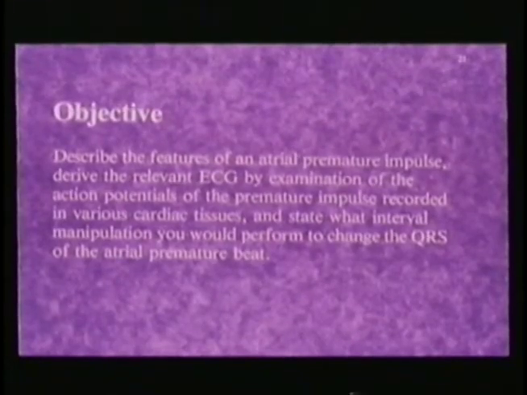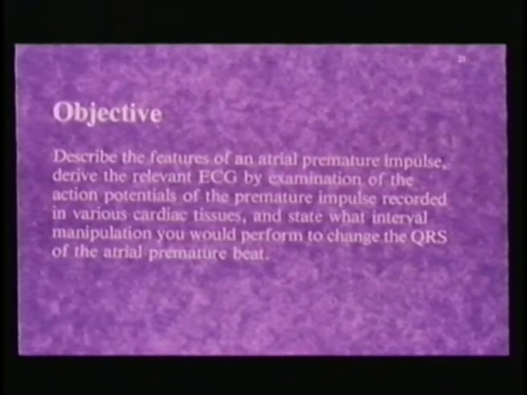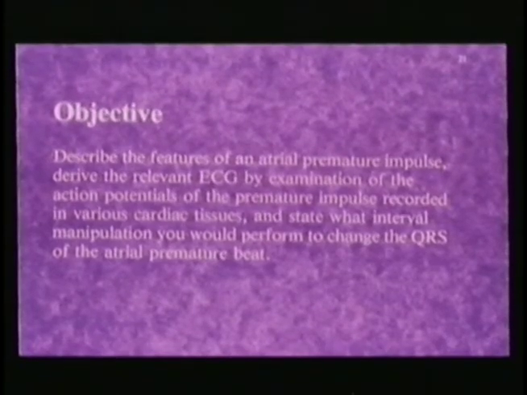21. Your next objective is to be able to describe the features of an atrial premature impulse, to derive the relevant ECG by examination of the action potentials of the premature impulse recorded in various cardiac tissues, and to state what interval manipulation you would perform to change the QRS of the atrial premature beat.